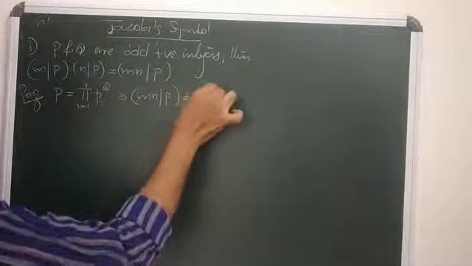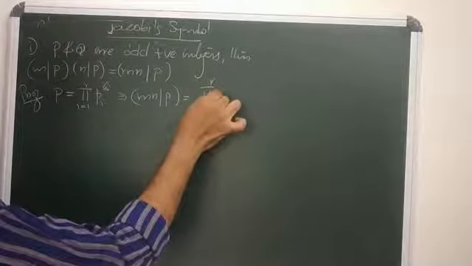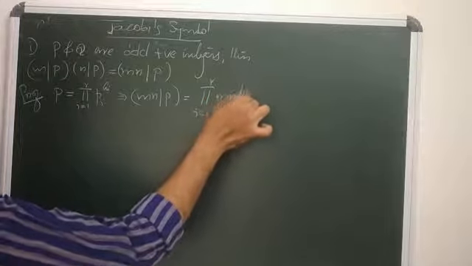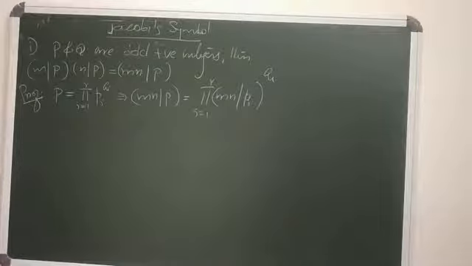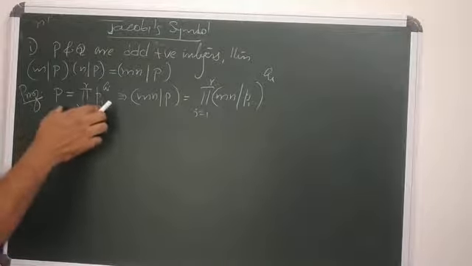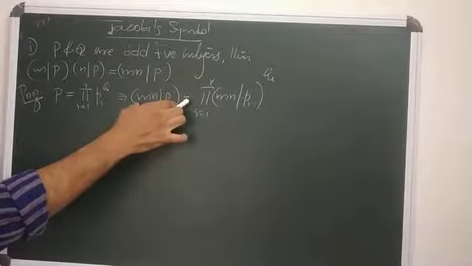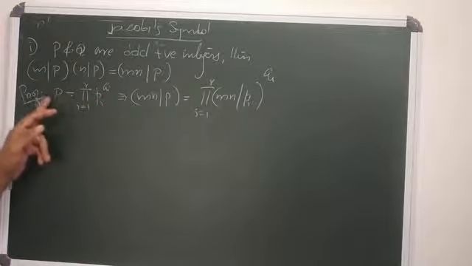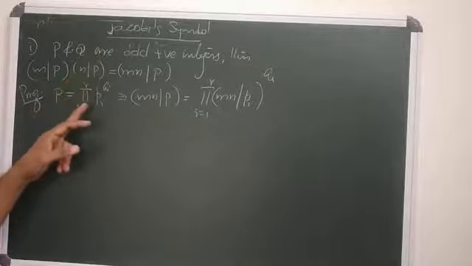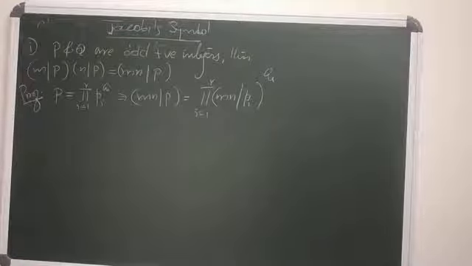the product, i ranges from 1 to r, of (mn/p_i) all to the power a_i, because of the Legendre symbol. Sorry, the Jacobi symbol. If p has a prime factorization like this, then by the definition of the Jacobi symbol, (mn/p) is the product, i ranges from 1 to r, of (mn/p_i) to the power a_i.